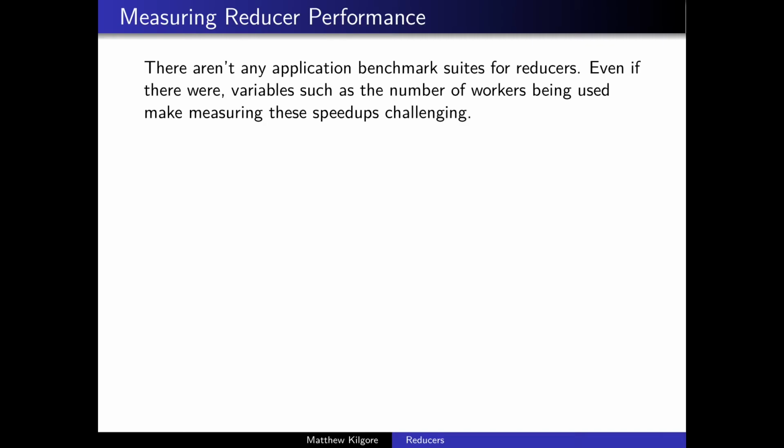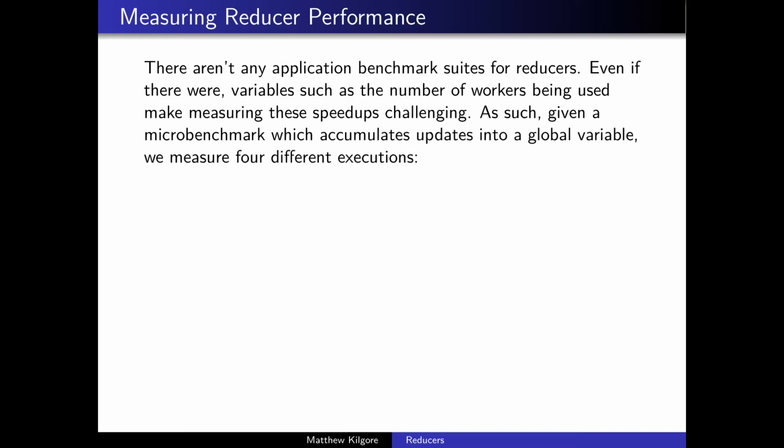So, quick note on measuring things first. There are no real identity application benchmark suites for reducers, and even if there were, there are a bunch of variables, such as the number of workers being run on, that make measuring these speedups challenging. So we developed a scheme where we would take a micro benchmark, which accumulates updates into a global variable, and we measured 4 different executions of it.